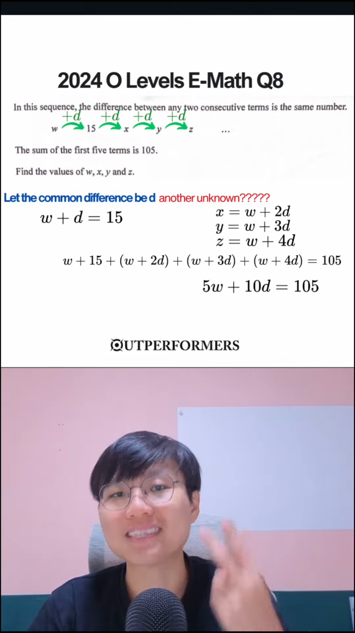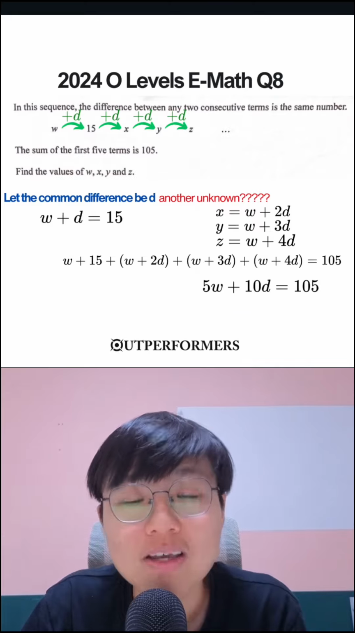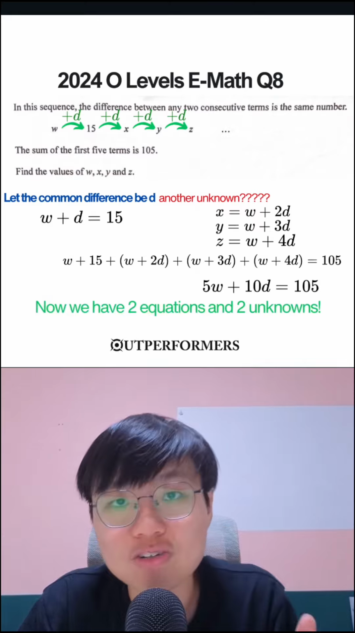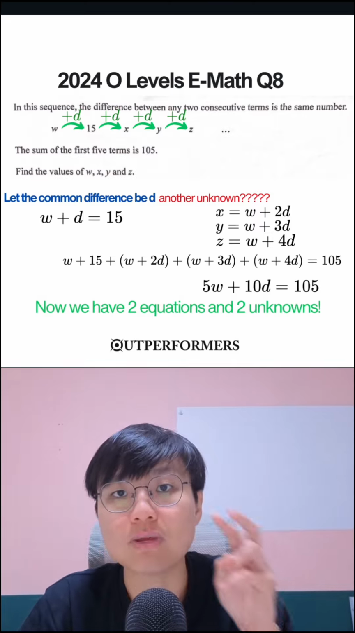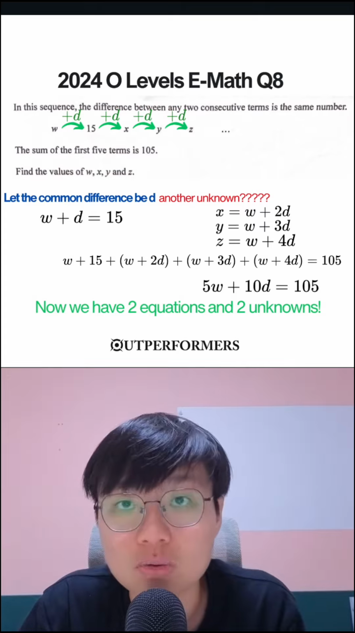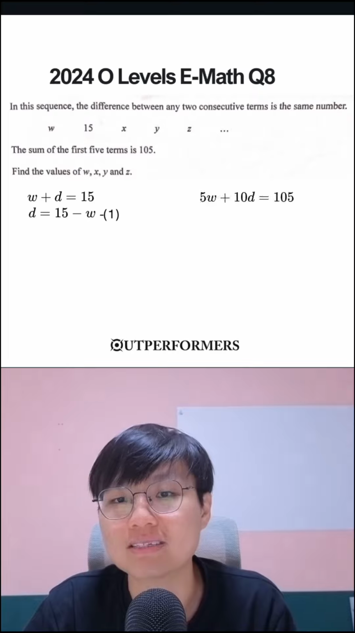And we will have a second equation of 5W plus 10D equals 105. So you can see that by adding an extra unknown, it actually allows me to reduce the rest of the unknowns, and we have two equations and two unknowns. So what does that mean? We'll be able to do a simultaneous equation.